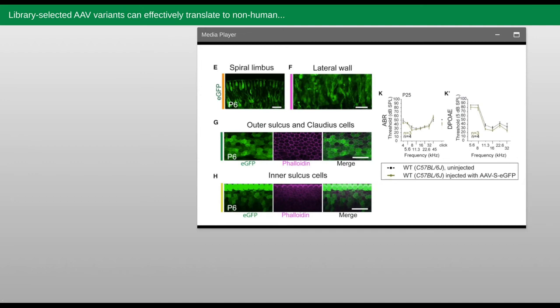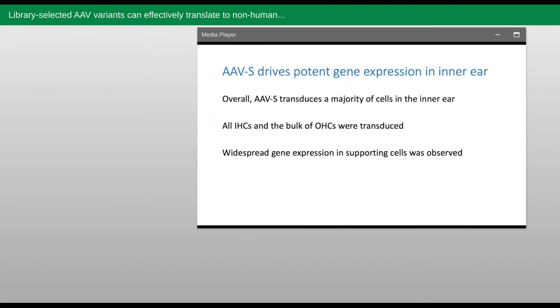We used ABRs and DPOAEs to examine if there was any hearing loss as a result of this expression, because it was very widespread, a relatively high dose. We saw no difference between transduced samples and non-injected ears. So overall in mouse, we saw really widespread, really consistent expression with AVS in pretty much every type of cell we looked at, in particular hair cells, as well as a lot of supporting cells.